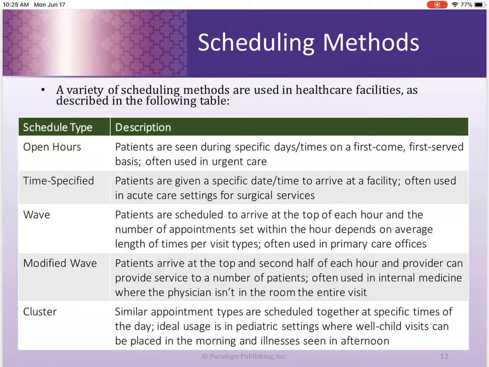They use open hours. All right, moving over to 136, we're going to talk about time specified. This is when patients are given a specific date and time to arrive at a facility. A time specified schedule may be used in acute care settings where patients have a specific date and time for surgery. So time specified, ladies, let's think about OBGYN appointments.